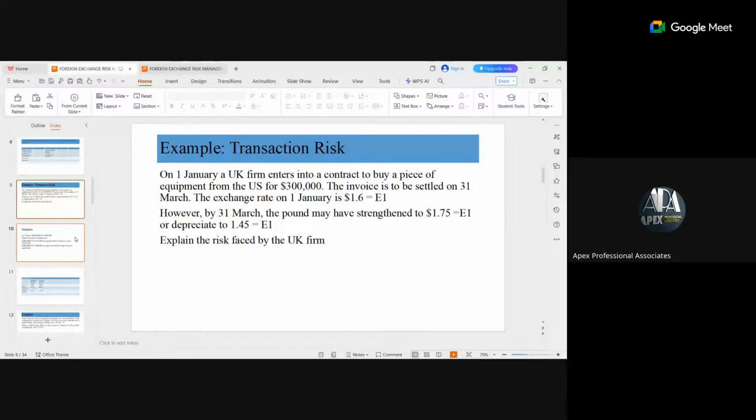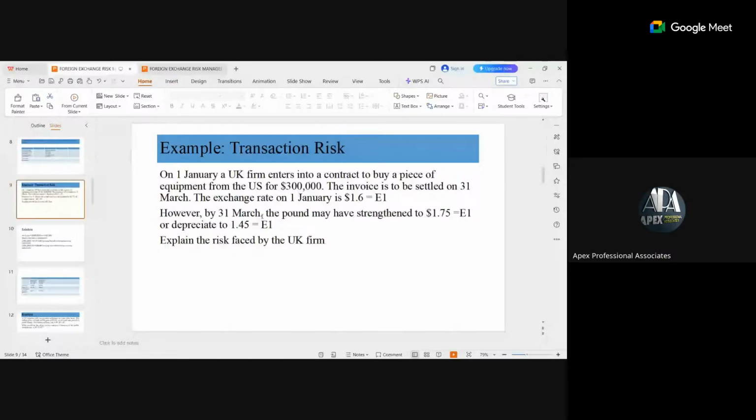So it means as at 1st January, the equivalent value of $300,000 in terms of pounds is 187,500. Now, if we are to make our payment as at 1st January, we are going to pay £187,500. However, by March 31st, the pound may have strengthened. This is the date the settlement will occur.